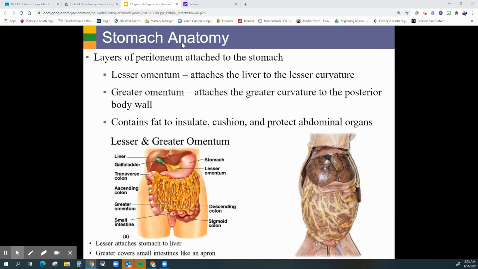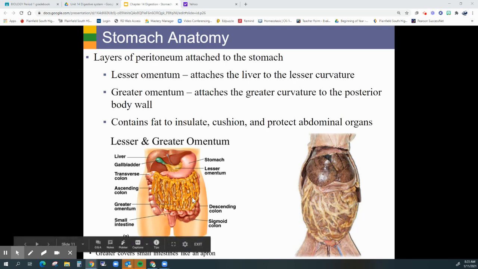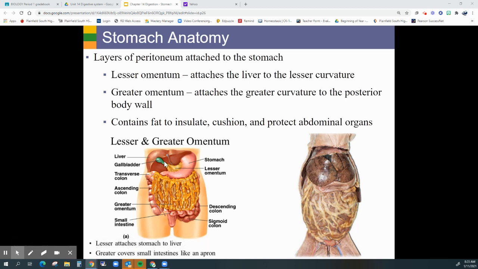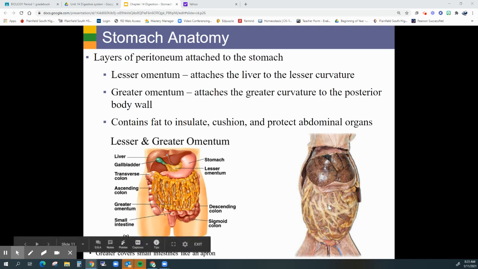Okay. A couple of different layers here. The layers of what's referred to as the peritoneum are actually attached to the stomach. The peritoneum is a curtain of fat that holds the stomach in place. There's the lesser omentum that connects the stomach to the liver, so there will be a little bit of an attachment point here. There's the greater omentum, which attaches the rest of it to the abdominal or body wall. The greater omentum looks like a big curtain of fat.